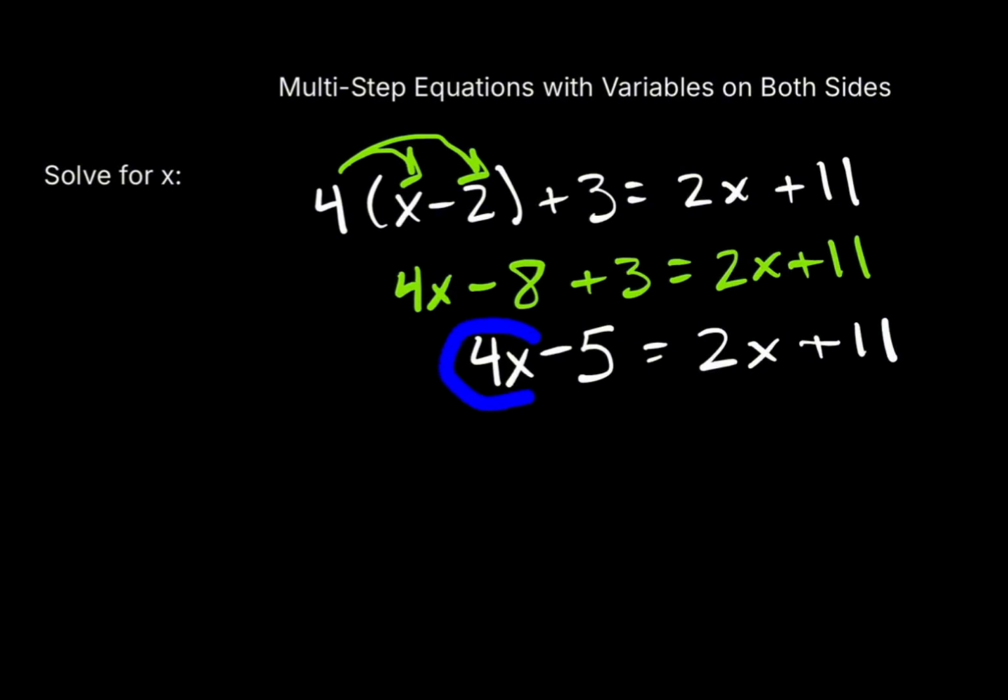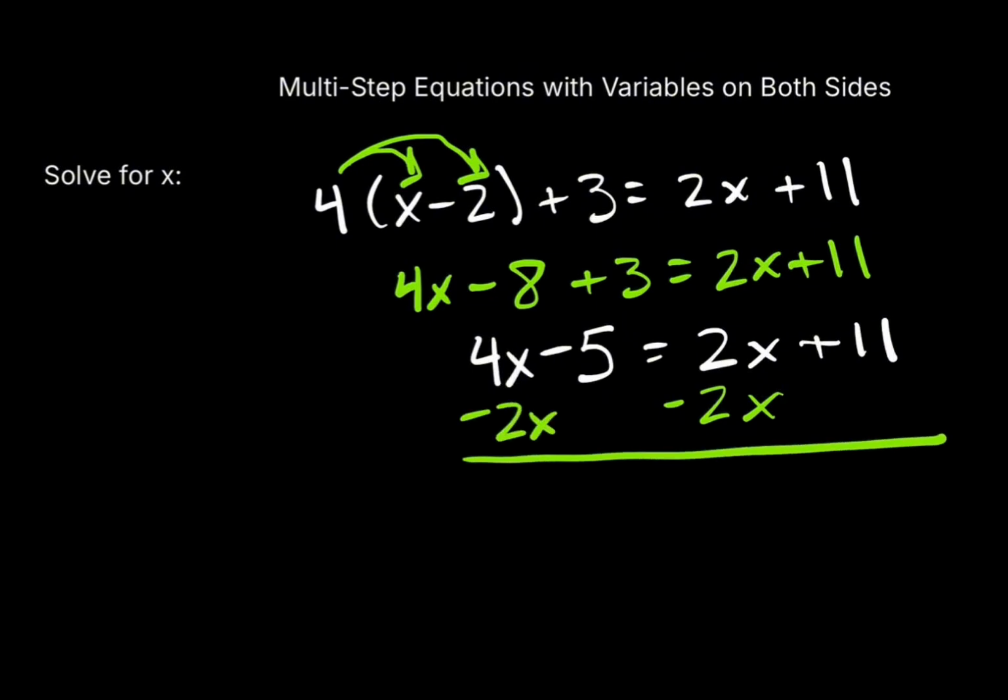And now I want to combine like terms from both sides. So I see that I have a 4x here and a 2x here. Now it's easier to work with positive numbers, so I'm going to go ahead and subtract 2x from both sides. This way I can keep my x positive. So 4x minus 2x gives me 2x, and I still have my -5, and then that equals 11.